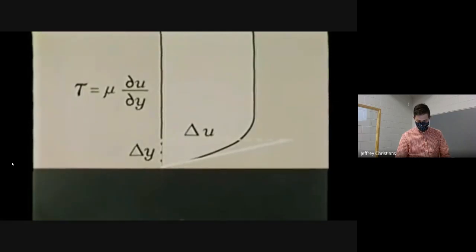The gradient of the velocity normal to the wall, delta u by delta y, times the viscosity mu, is the wall shear stress. The greater the velocity gradient normal to the wall, the greater the shear stress.